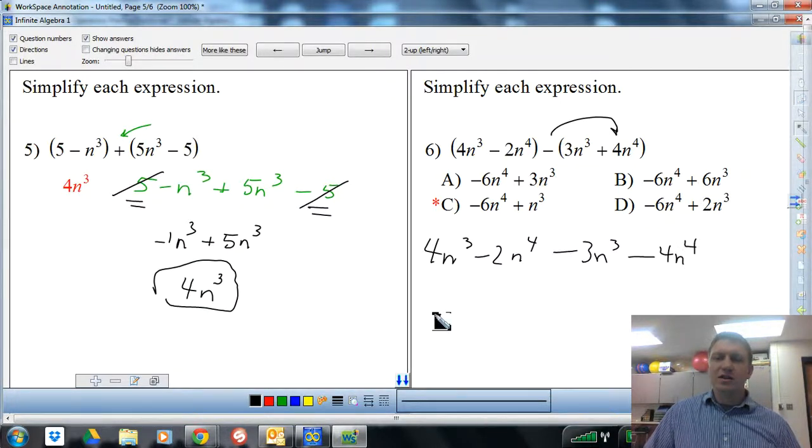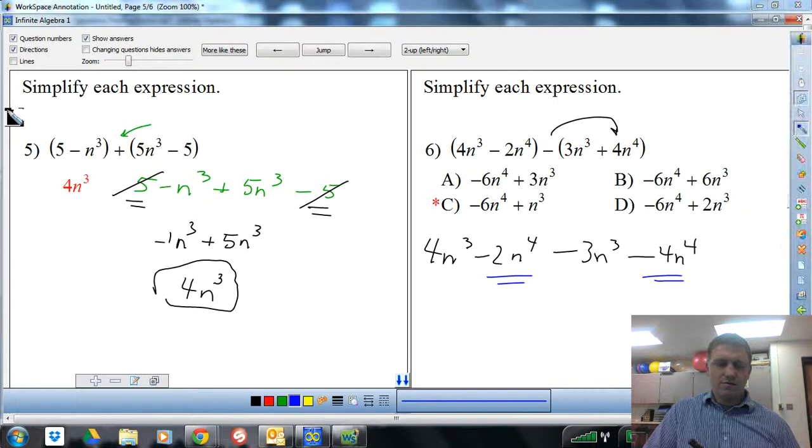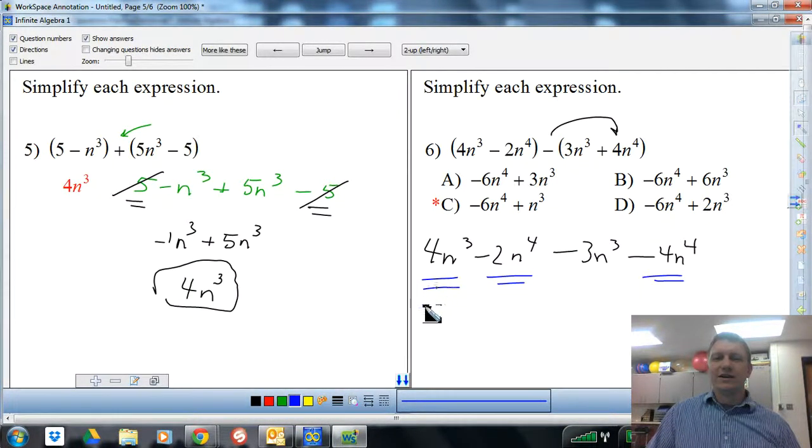I'm going to put like terms together at this point. So I put together this term with this one, and then I can also put together this term with this one. We'll combine like terms.